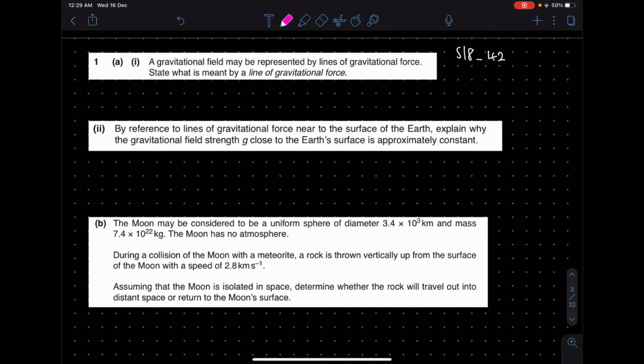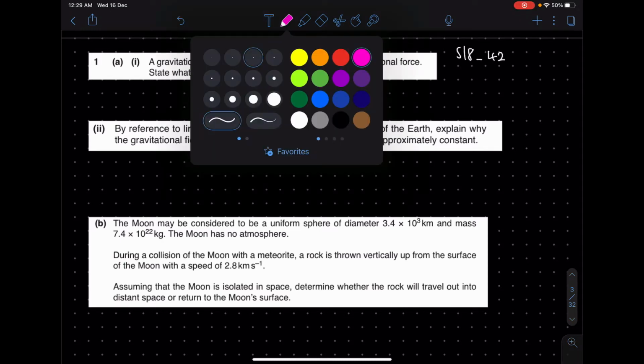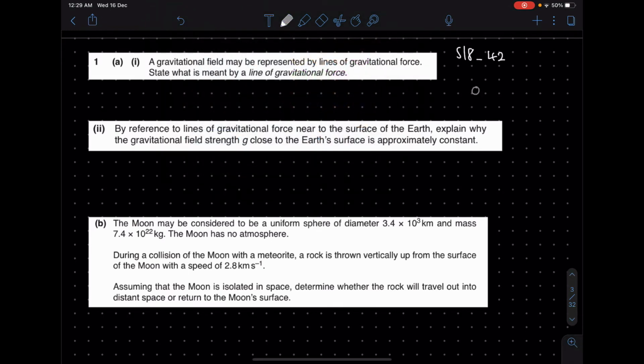version. Okay, so for the second version, state what is meant by a line of gravitational force. So above it says that a gravitational field may be represented by lines of gravitational force. So a line of gravitational force, well, let's think about it. Okay, so a line of gravitational force, oh, that's a bit too dark. A line of gravitational force, so imagine this, something like this. Okay, right, this would be lines of gravitational force, right?